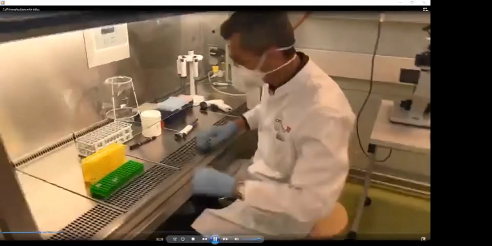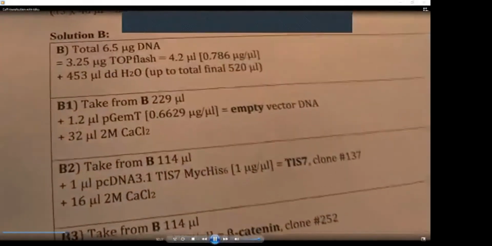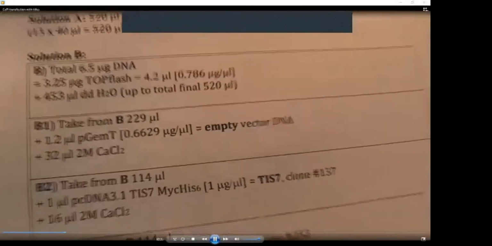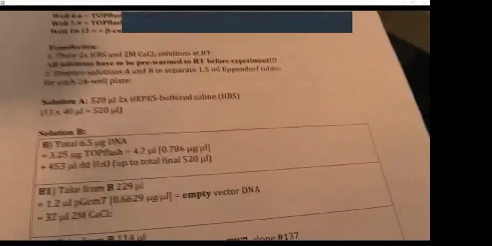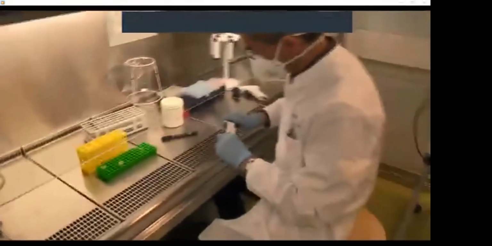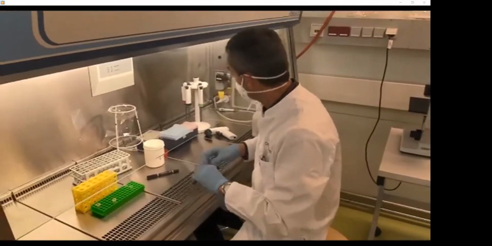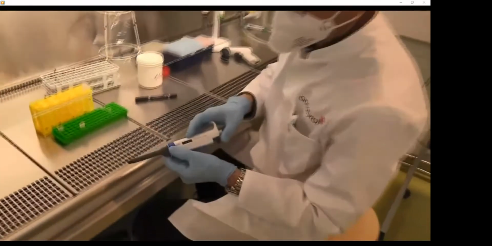Then the second part of the protocol is the solution B. And the solution B contains basically your DNA samples mixed with calcium chloride in distilled water. So this is double distilled water, which is autoclaved, sterile for the work with tissue cultures.